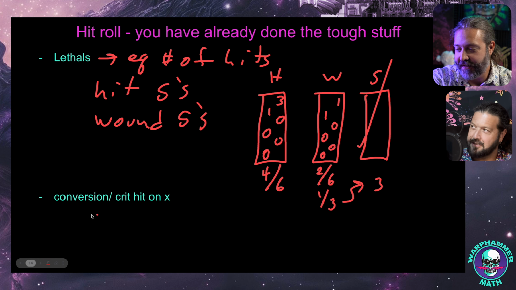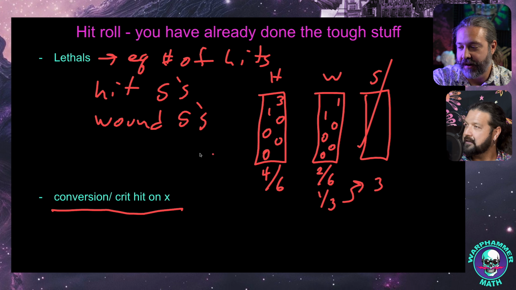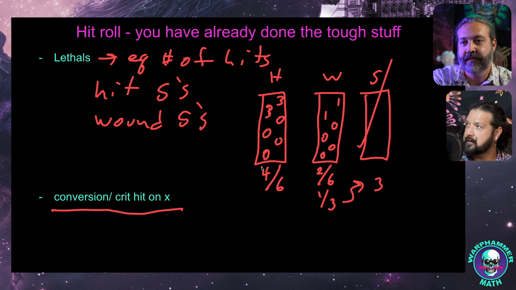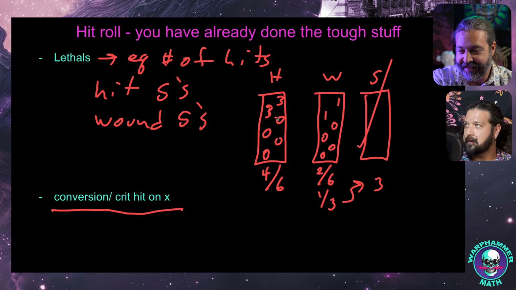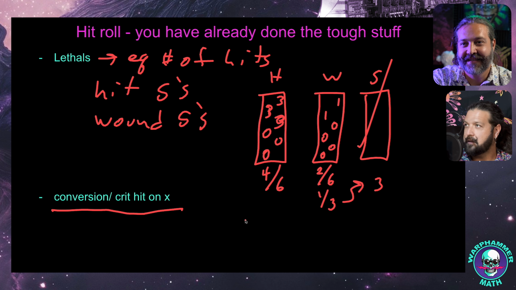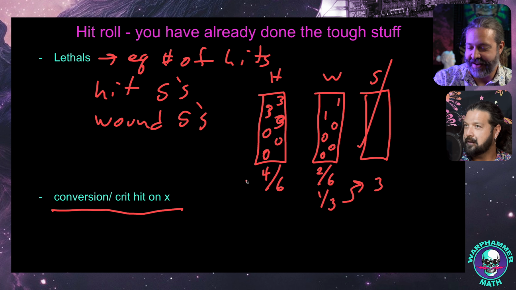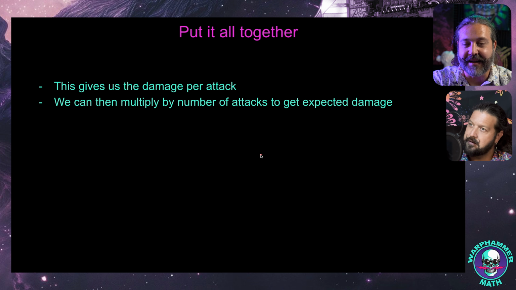All right. And then, of course, conversion critical hits. This works exactly like the anti-keyword did before. If we had critical hits on 5s, then this would be a 3 also. Gotcha. If we had critical hits on 4, even if our weapon skill was 5, this would also be a 3. Interesting. Which is kind of interesting. Yeah. Excellent. All right. So now we can finally put this all together.